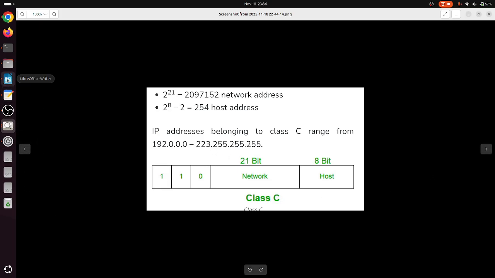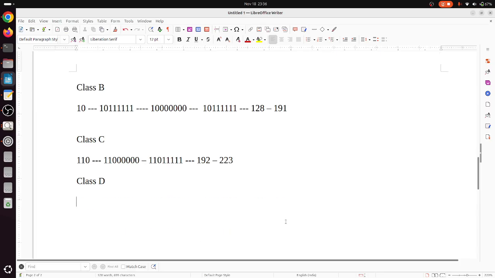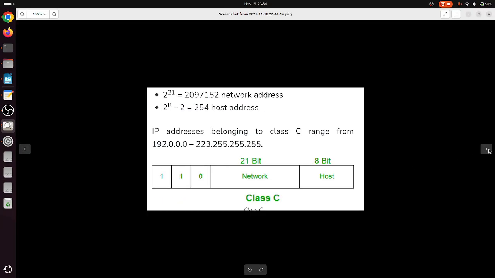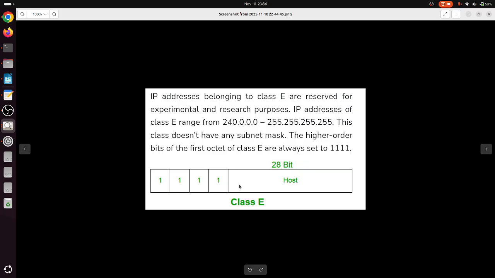So once again we come back in reverse. It is 223. For class D, the number will start with 1110. So the number ranges like this, it goes from 224 to 239. And for class E, the number is all ones. The first 4 bits will be 1, and the rest of the numbers, 240 to 255, come under the class E category.